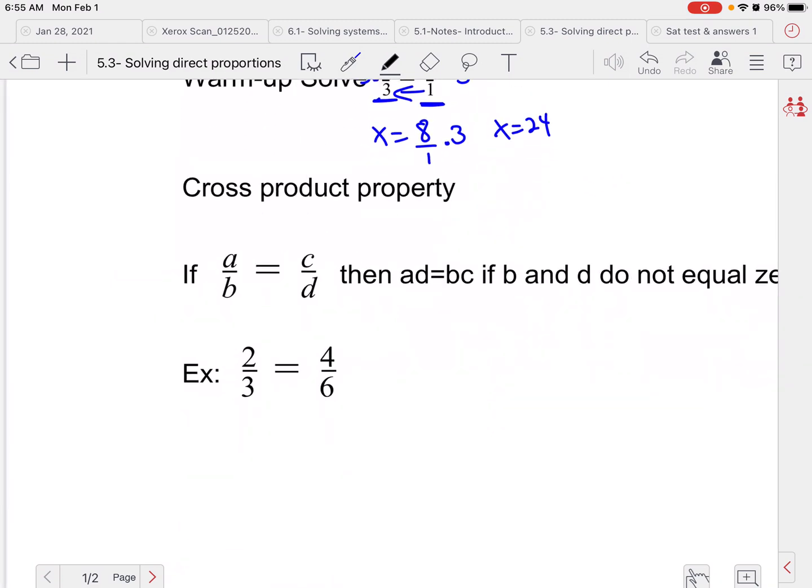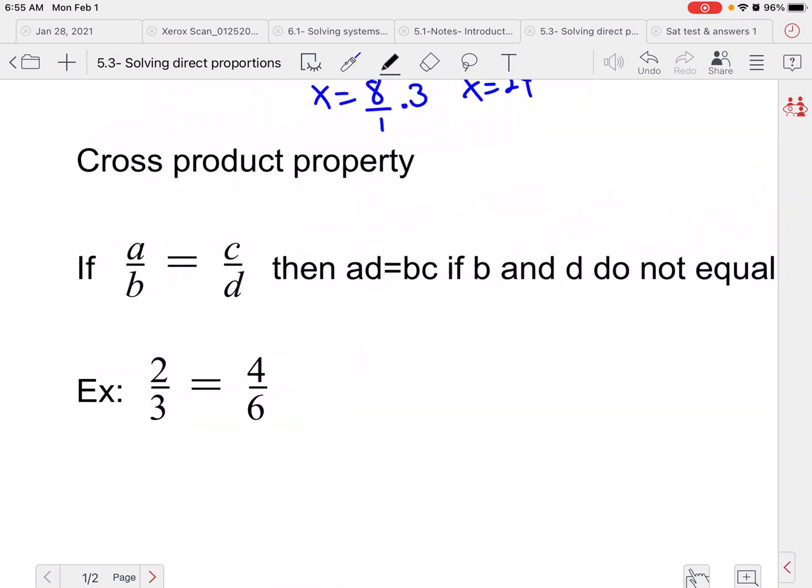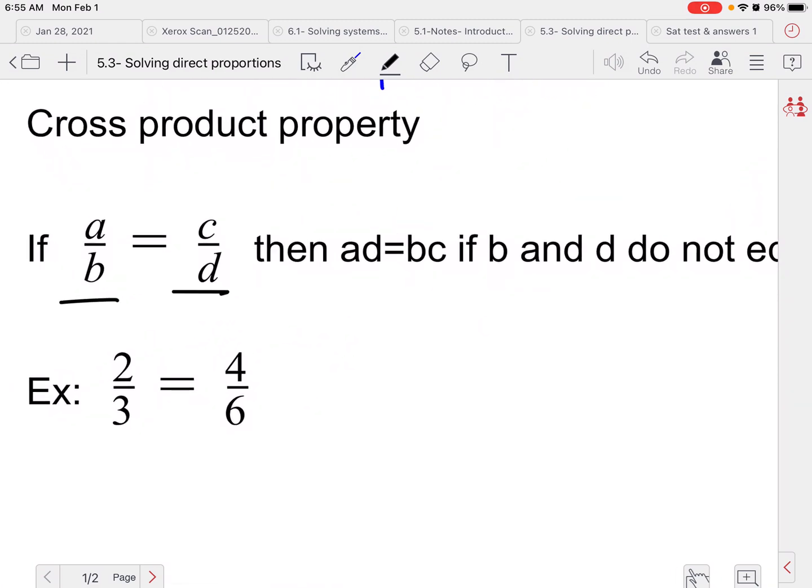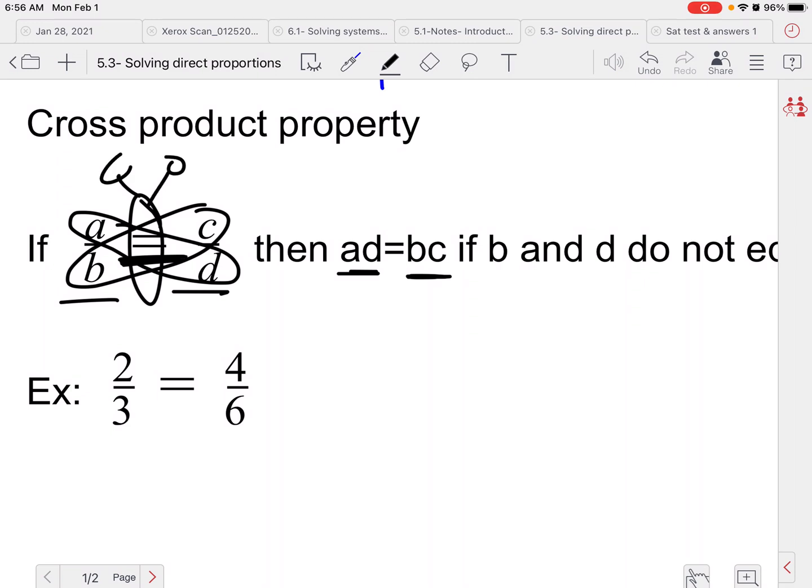So we have what's called the cross product property. If we have two fractions that are equal to each other, we can only do this if two fractions are equal to each other, we can multiply their diagonals. So we can do a times d and b times c, and those have to equal each other, as long as the bottom numbers aren't 0, which most fractions aren't because we know that can't happen. I call this the butterfly method because it kind of looks like butterfly wings, and that's what I'll refer to it as for the section.